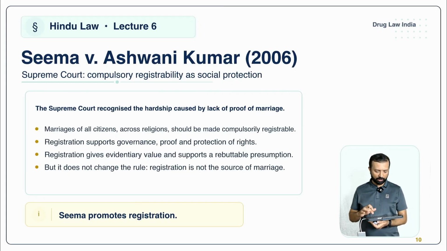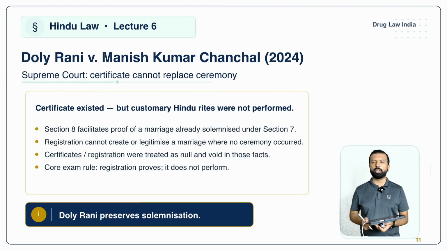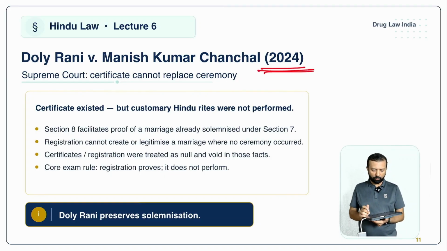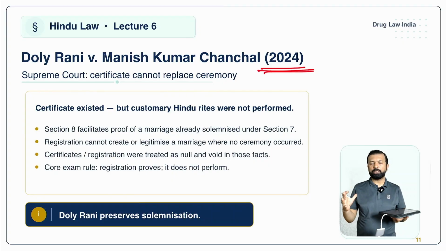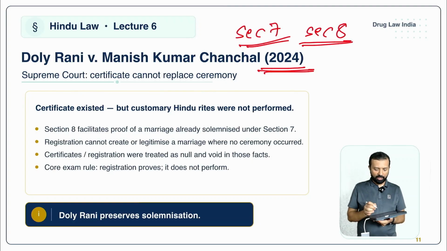Now let's see the next case law, which is that of Doly Rani versus Manish Kumar Chanchal. It is a recent case of 2024. This case actually established the relationship between Section 7, that is solemnization, and Section 8, that is registration. In this case, the couple admitted before the court that they did not do solemnization and yet they had a marriage certificate.